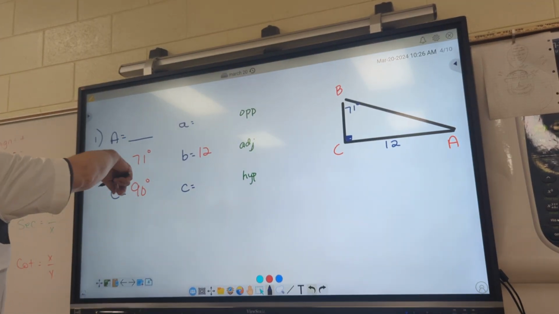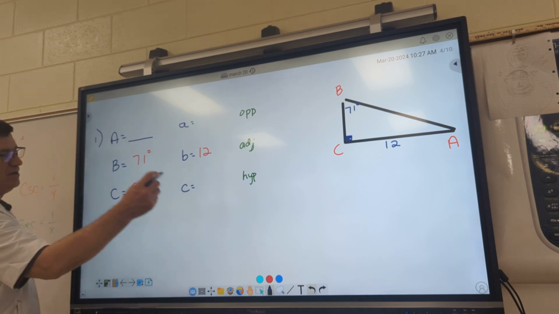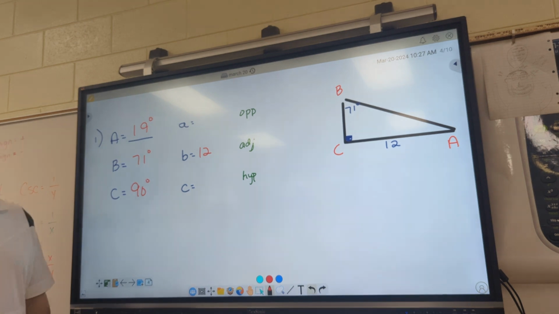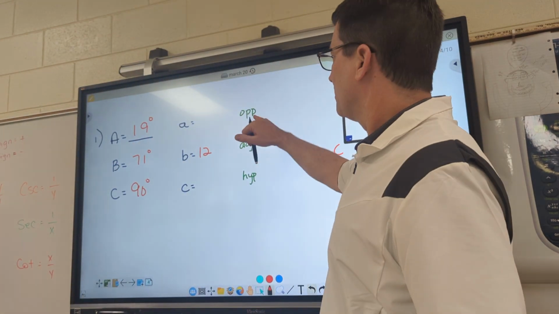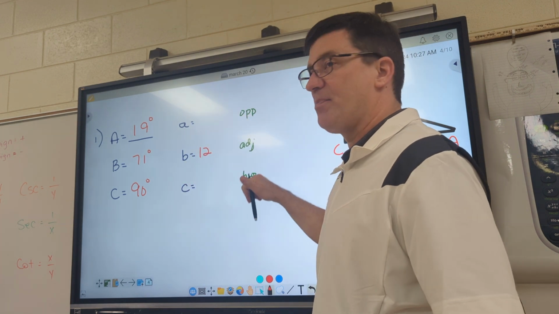Somebody subtract both of these from 180. Tell me what you get. 19 degrees. All right, everybody should be good on that. Now, let's see if you remember about the right triangle stuff. If you guys can remember this, that little a is opposite, little b is adjacent, little c is hypotenuse.